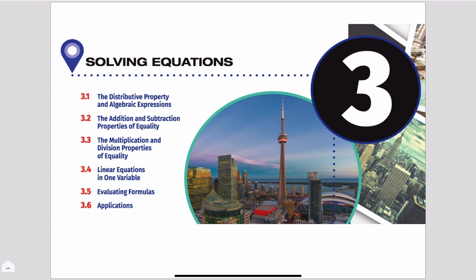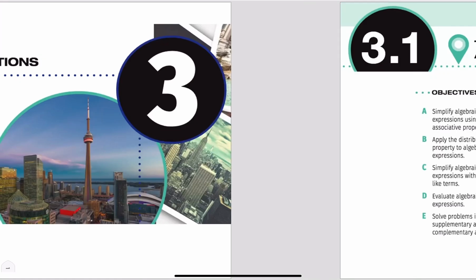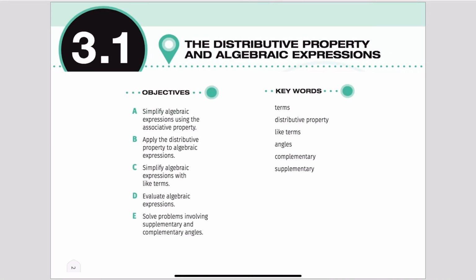We're going to be looking today at the first section in Chapter 3, 3.1. It's titled The Distributive Property and Algebraic Expressions. And basically, what this is going to do is get us set up for solving equations in the future sections. So we're going to be evaluating algebraic expressions and looking at the distributive property a little more closely that we saw in Chapter 1.